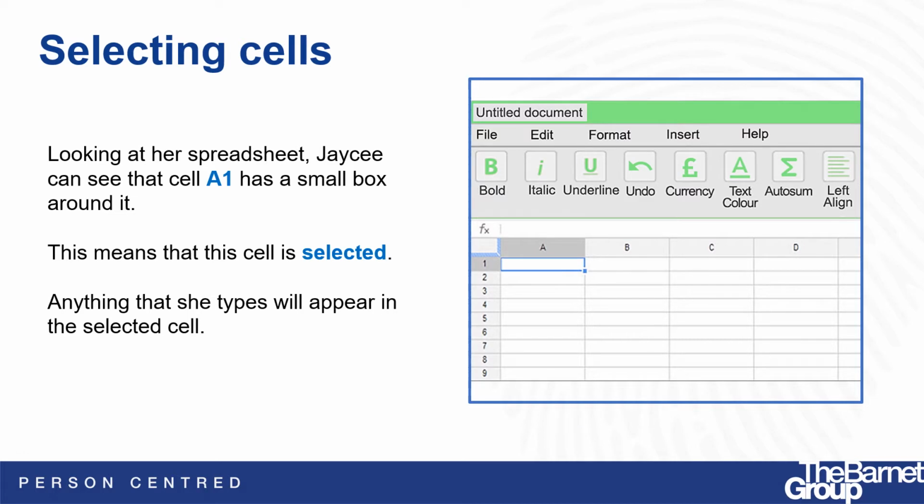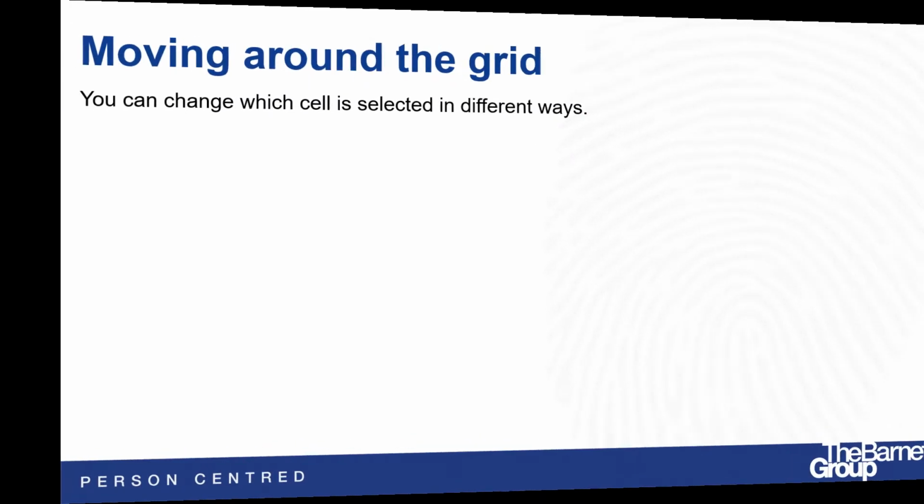Selecting cells. Looking at her spreadsheet, JC can see that cell A1 has a small box around it. This means that this cell is selected. Anything that she types will appear in this selected cell.